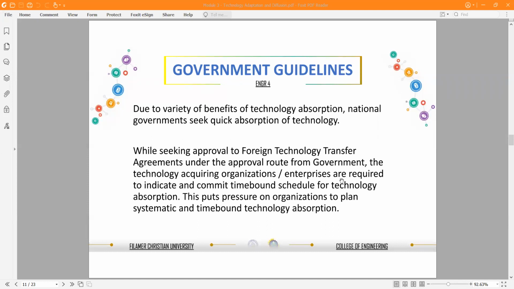Okay, so anong ibig sabihin nito? Meaning they put pressure on organizations to plan systematic and time-bound technology absorption. So kung deadline na, walang palugit. So that is for the foreign technology transfer agreements. Of course, you absorb their technology, so kailangan in time sila within their schedule.